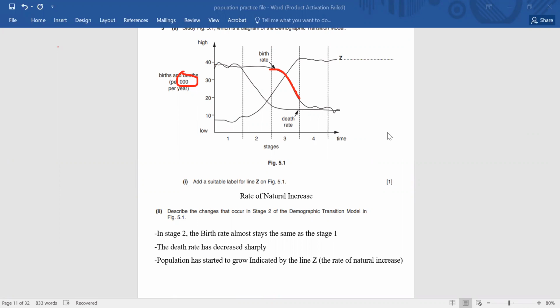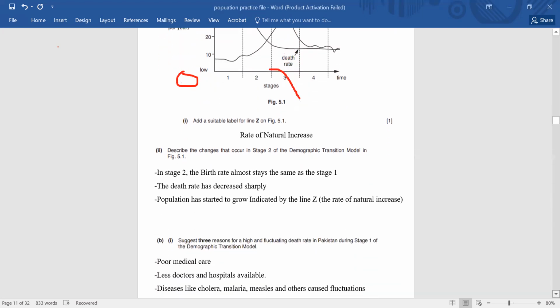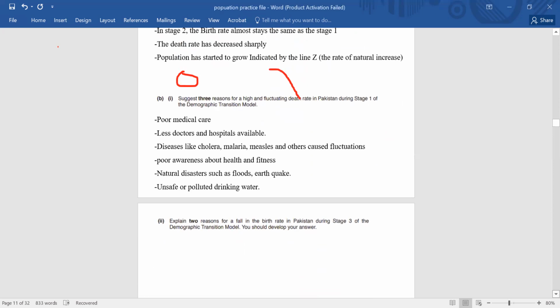How many of you are clear on the question? Yes, sir. I have already taught you the topic: why do birth rates fall? The topic of how to control the population.